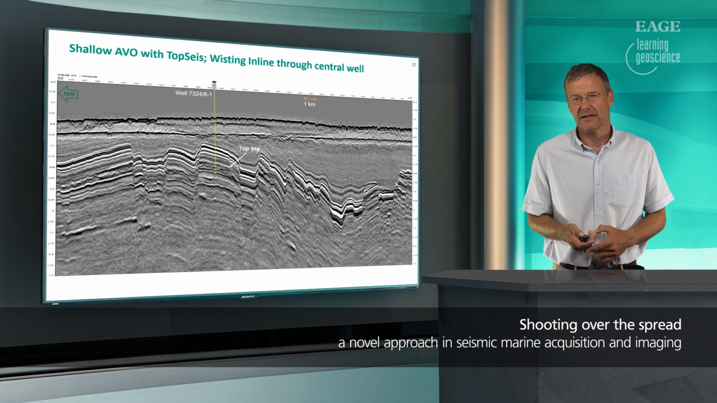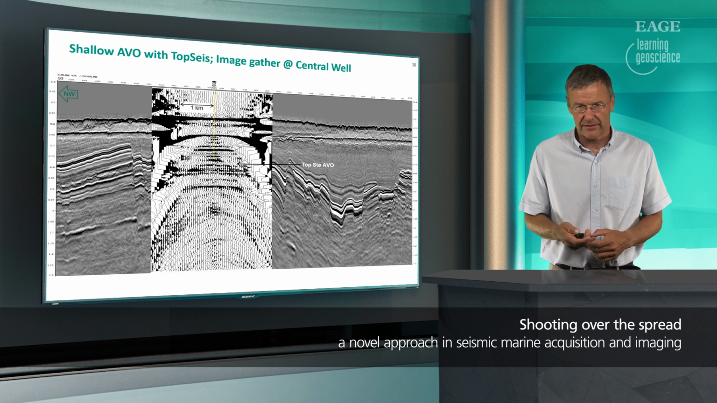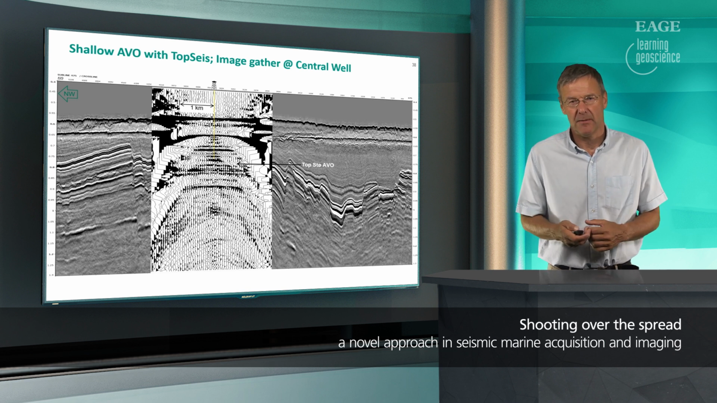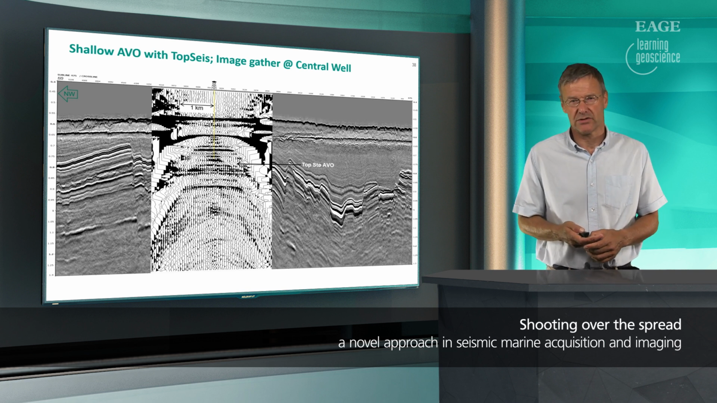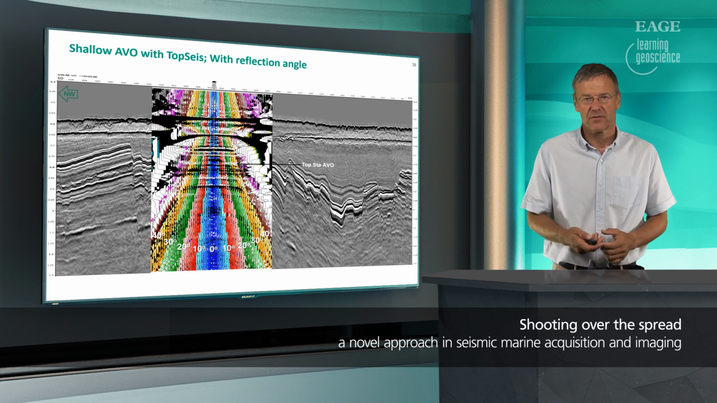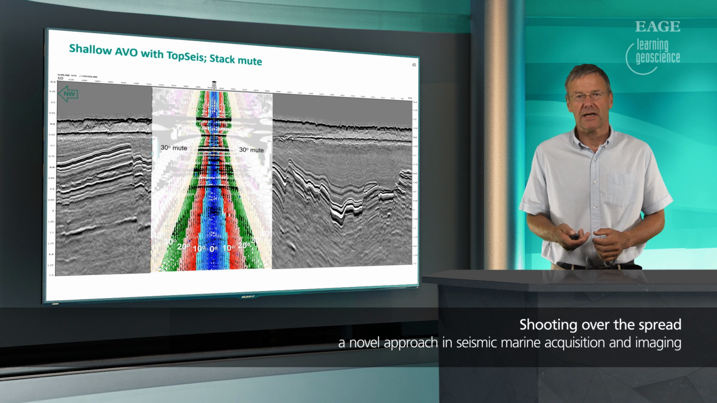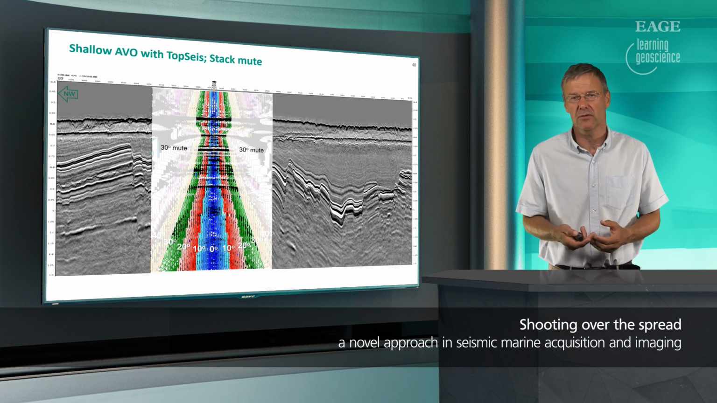So we see again an inline through that well, and we can see the top stø where the oil was discovered, and there was an oil field. AVO requires knowledge of the amplitude at the various angles, and here we are looking at an image gather where top stø is indicated. We can drape the reflection angles on top of that, so you see angles on both sides from 0 to 40 degrees. And we can look at the gathers when you mute the data, which you need to do before you use it for AVO.